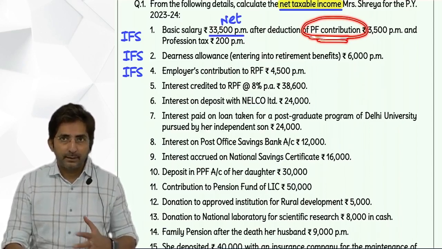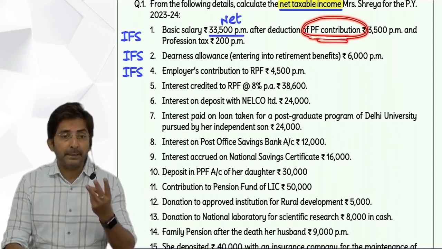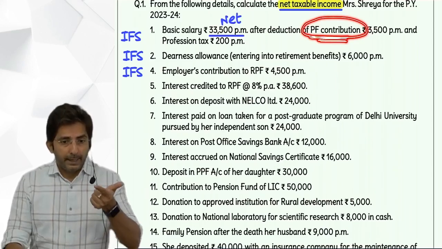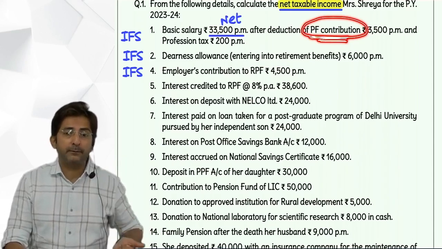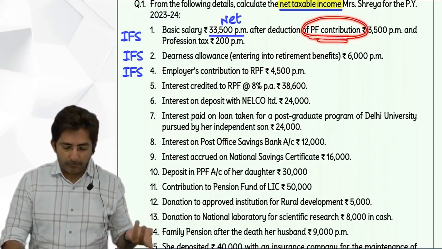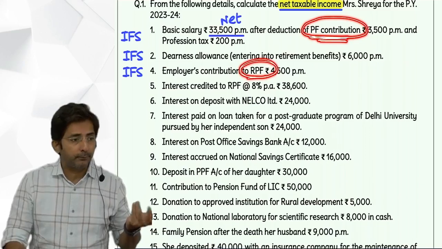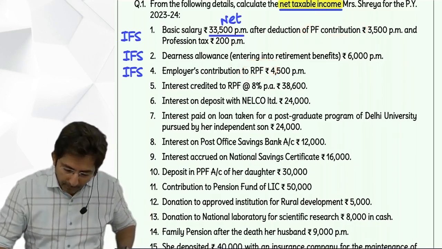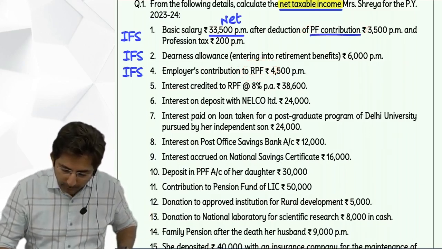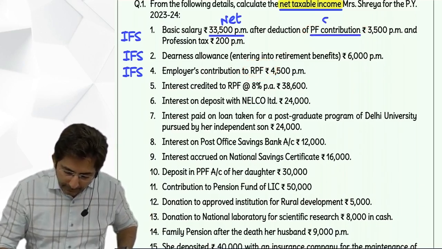Forgot 80C? In the lump sum... there are 3 P's. What was the first P? Employee's contribution to SPF and RPF. And this is RPF only. See, it was written later on RPF. So do one thing, underline this PF contribution and write there 80C.